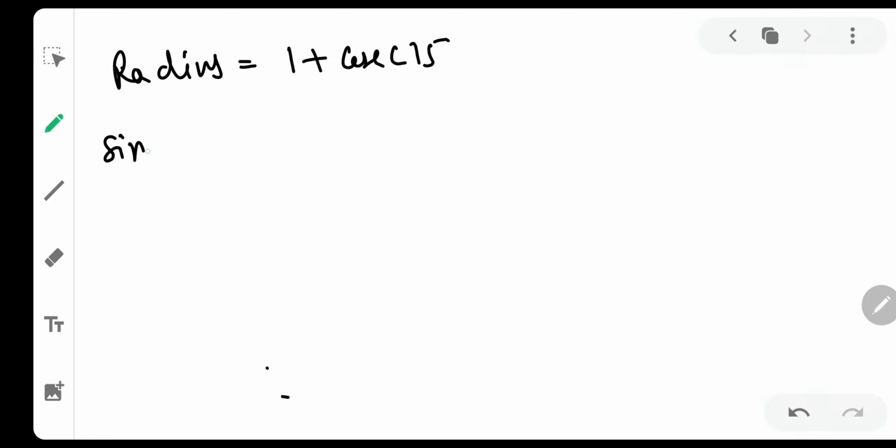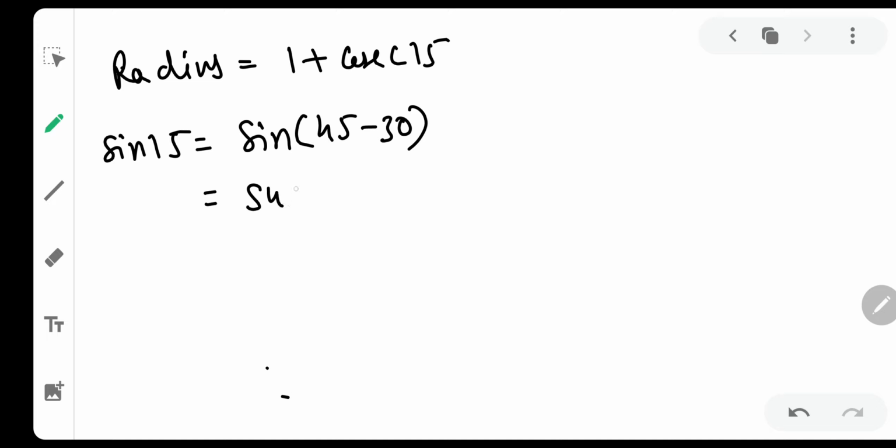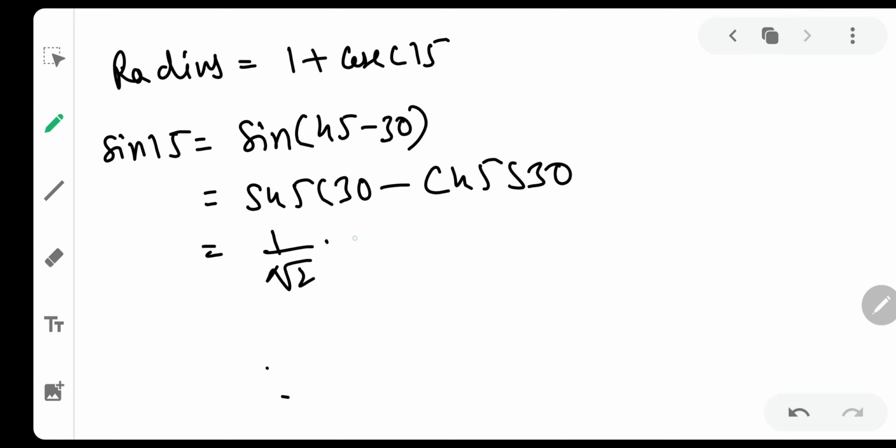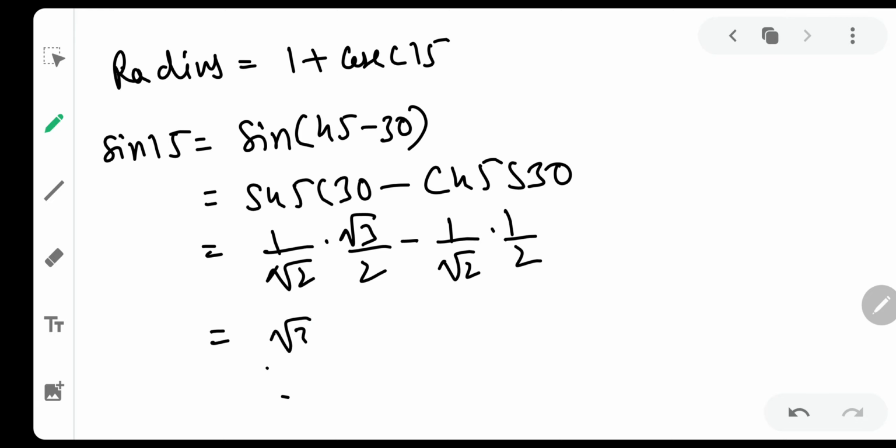So first of all, let us calculate sine 15. That is very easy. Sine of 45 minus 30. So sin 45 cos 30 minus cos 45 sin 30. So this will be equal to 1 by root 2 and root 3 by 2, right? And 1 by root 2 and half. So this will be definitely root 3 minus 1 upon 2 root 2, very sorry. So sine 15 is this.